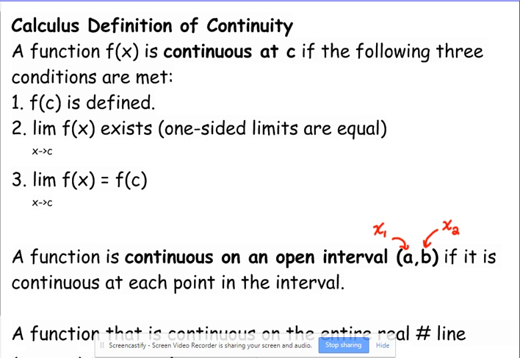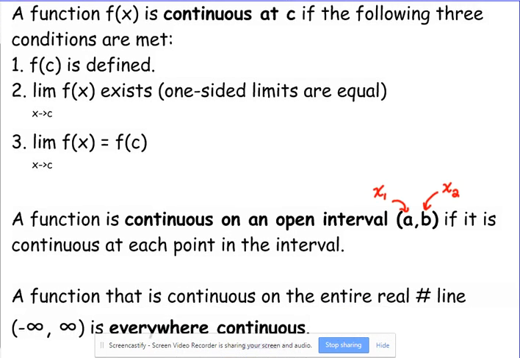Okay? We talk about a function being continuous on an entire interval from a to b. A is your first x value, b is your second x value, if it's continuous at each point in the interval. That's kind of one of those duh statements, but it's in the textbook, so I'm going to share it with you anyways. And if your function is continuous everywhere from negative infinity to positive infinity, we call that everywhere continuous. Again, pretty obvious, but just wanted to state it.